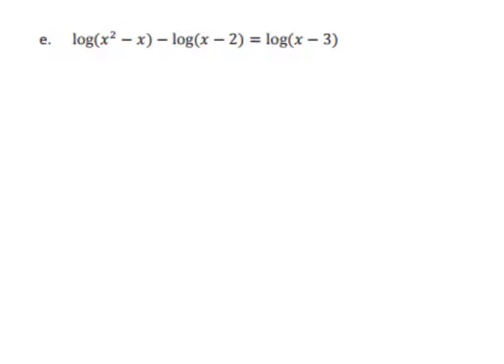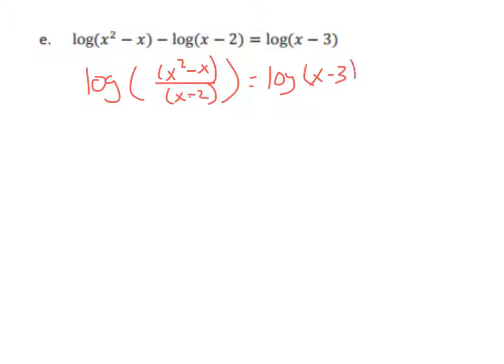Move on to another. Subtraction, so you should recognize what subtraction means. Well, we're going to take the log of them, and it's going to be x squared minus x. And yes, subtraction means divide by x minus 2. And that whole thing will equal the log of x minus 3. Okay, logs are the same on both sides here once again. So just take x squared minus x over x minus 2, and that's equal to x minus 3.